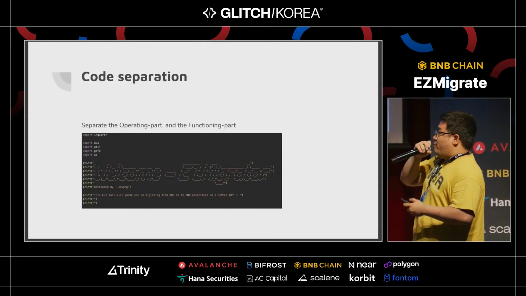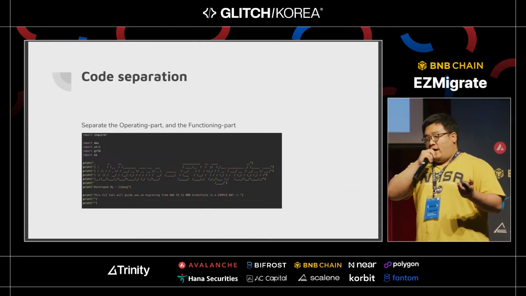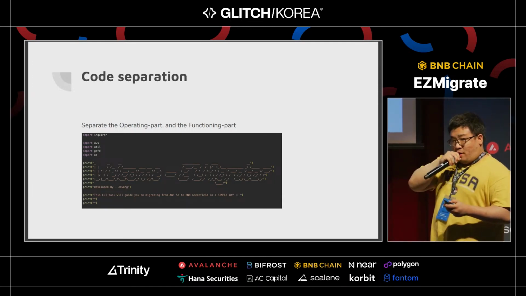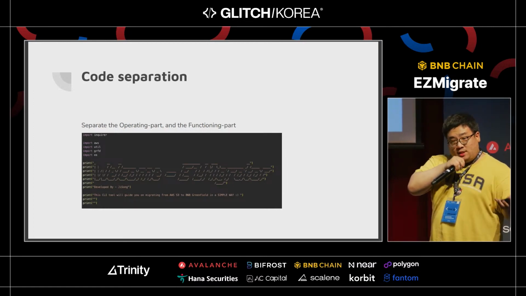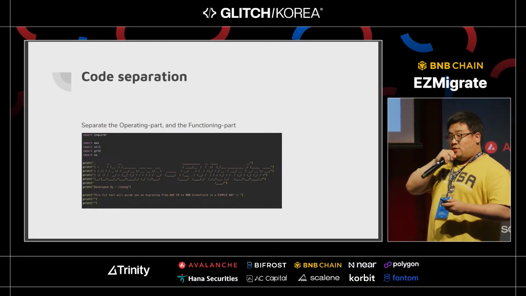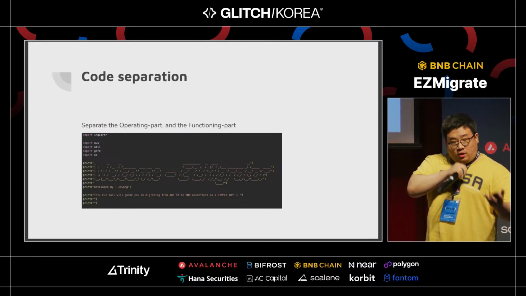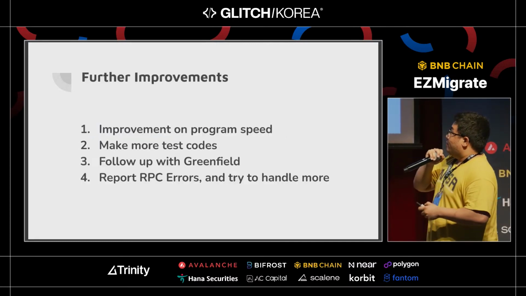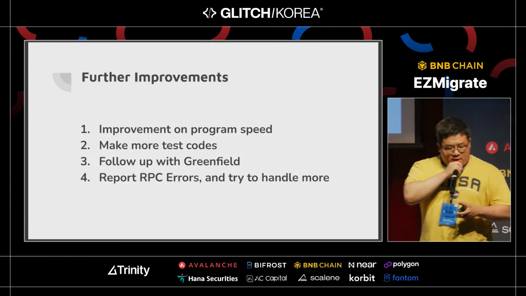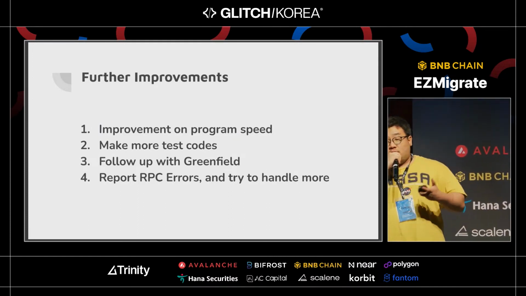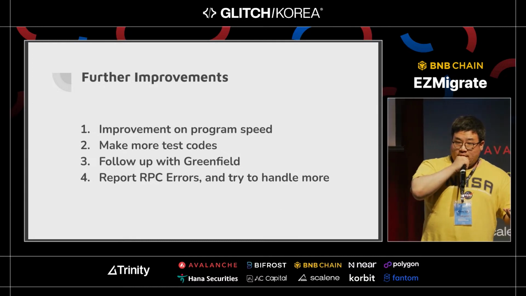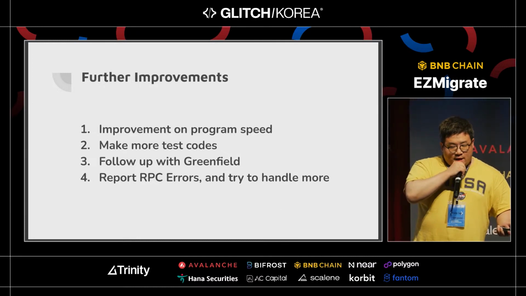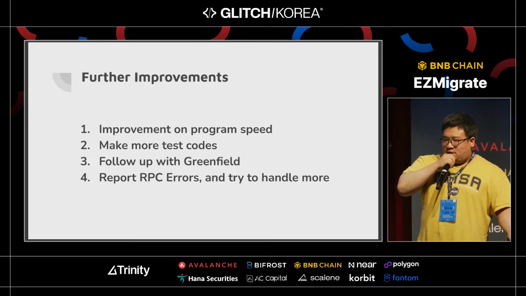And then to make the code clearer, I have separated the operation part of the code and the functioning part of the code into other Python files, so developers, including me, can interpret and understand it better. And for further development, I think there is a problem in program speed. So I think I might improve some program speed, and then I need to make more test code.